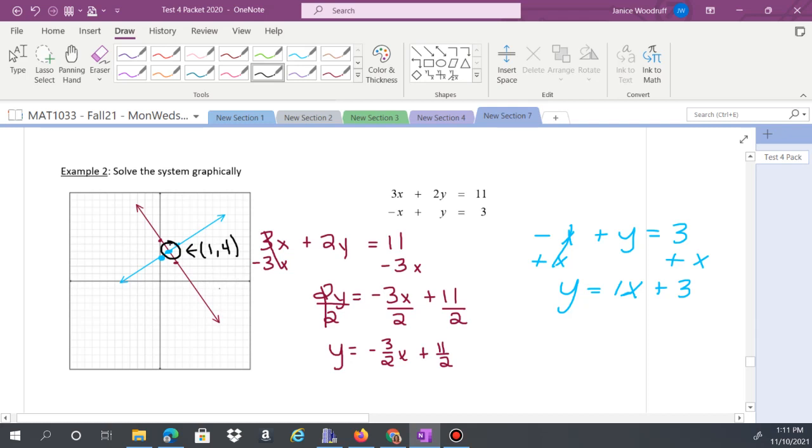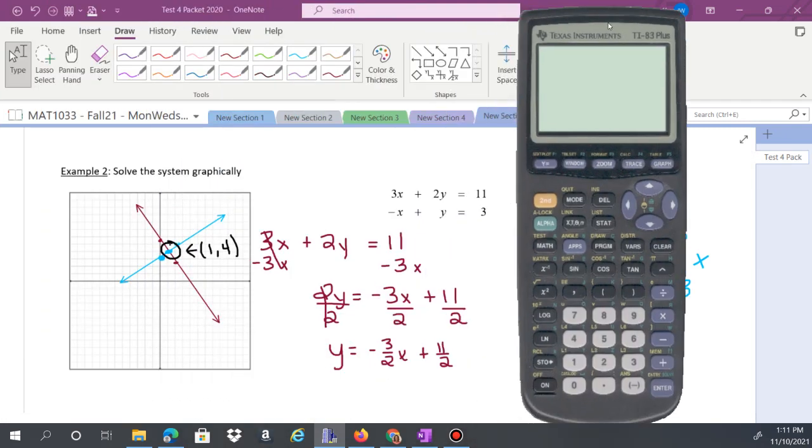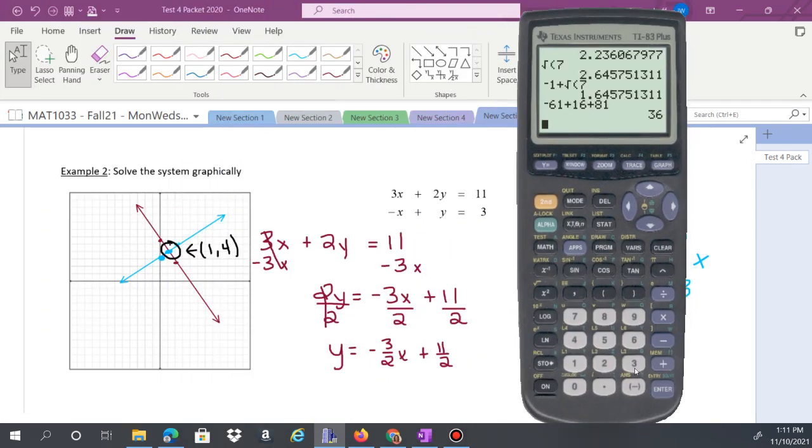Okay, notice it's actually the same set of equations that we did prior in the last example. But we can take this and we can always check it. When you're graphing, you do want to do that. Just check it to make sure that it fits. So I'm just going to type it in my calculator real quick. 3 times 1 plus 2 times 4 gives me 11. Then negative 1 plus 4 gives me 3. So it works in both equations. So I know I graphed it correctly.